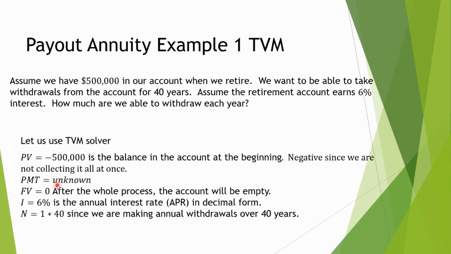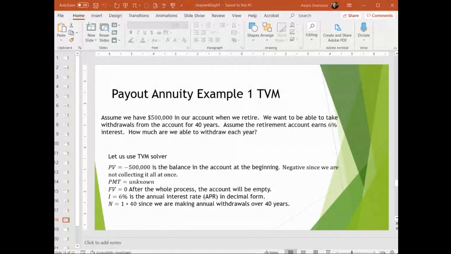PMT is unknown, because that's what we want to know. It's the same problem as before. FV is 0 because after some time, there's going to be nothing left in the account. I is 6%. Remember, for I, it's the APR, but you don't convert it to a decimal. You leave it as a percent. Capital N is little n times t, which is 1 times 40. Let me get to the TVM solver.